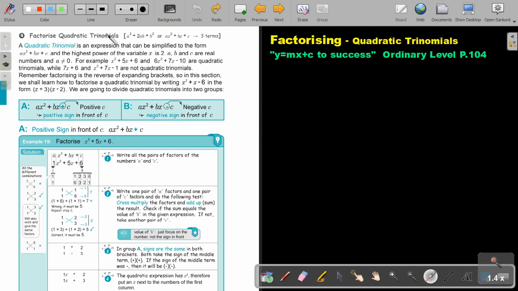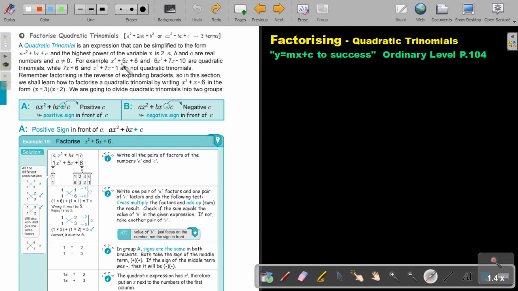Factorize quadratic trinomials. It will always be that there's a term with an x squared or a variable squared. It can be b squared plus b plus just a constant, and it will be three terms. So a quadratic trinomial is an expression that can be simplified to the form ax squared plus bx plus c, and the highest power of the variable x is 2. That means that index, that highest power, is 2. A, B, and C are real numbers, and A cannot be 0, because if that number is a 0, then the term will not be there.